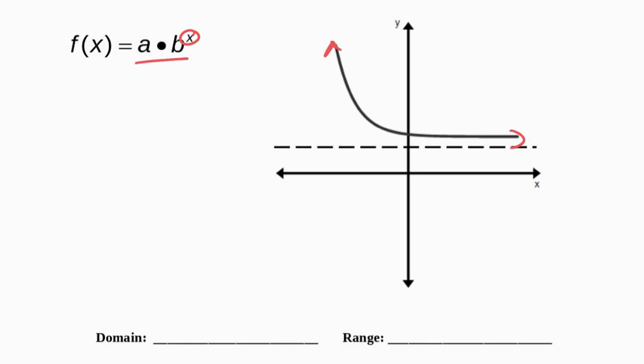The domain is going to continue going left, so our domain will always be everything on the left, which is negative infinity less than x, and to the right, it's going to continue going forever, so to infinity. We can write that as all real numbers, probably the faster way to do it, so let's do that. And then the range is a little different.